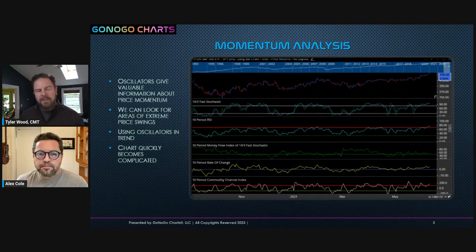Now, the important thing to know is that momentum oscillators are forward-looking, right? These are going to be our leading indications, whether they are confirming or diverging from price action.